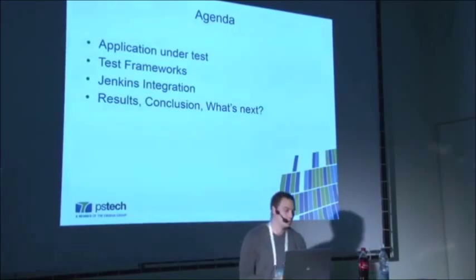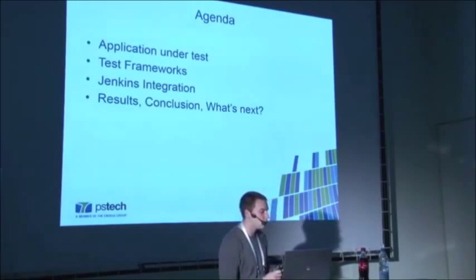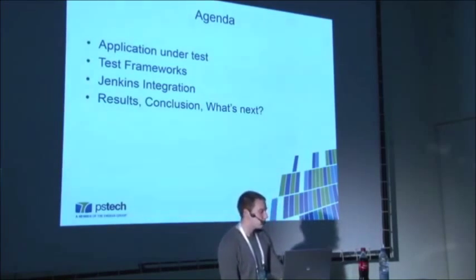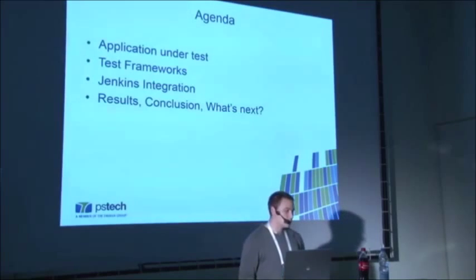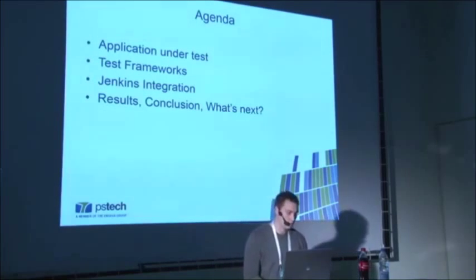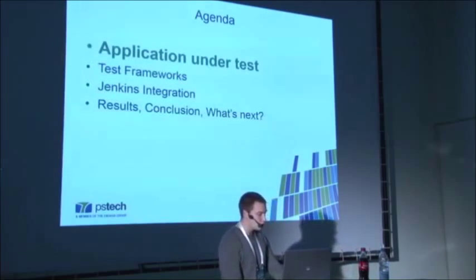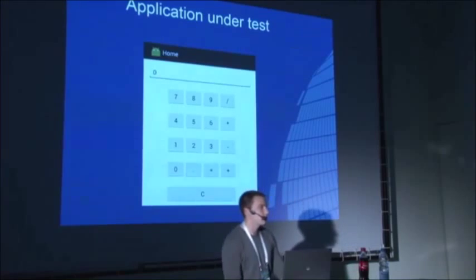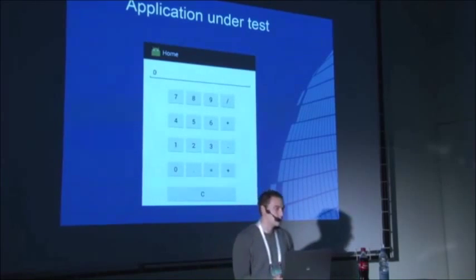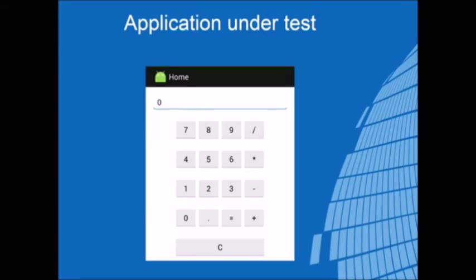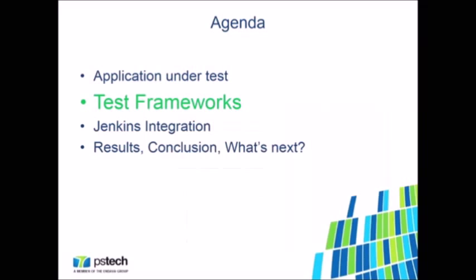We will see first the application which will be used for all our tests. After that, we will cover test frameworks. We will cover 5 of them. Then we will see how we will integrate those with Jenkins and see some conclusion at the end. So first, the application under test: basically a simple calculator application with some basic operations, so everybody is familiar with that, so you know what we are going to talk about.